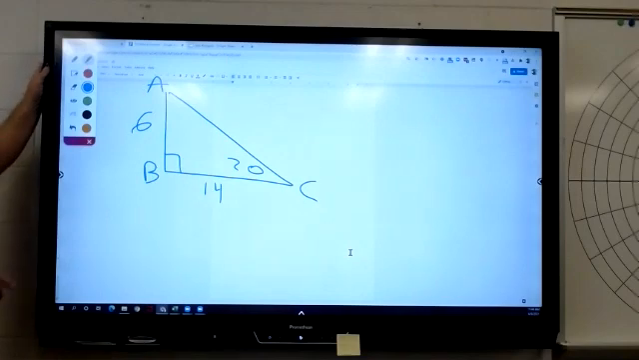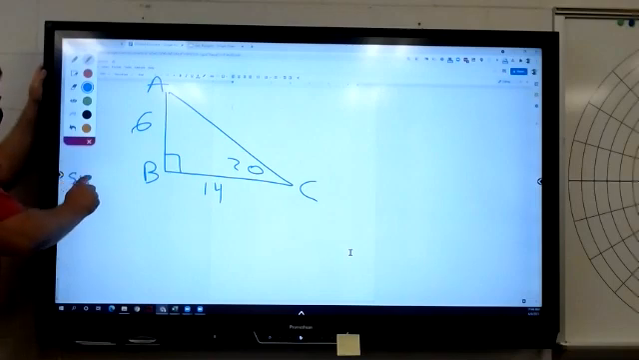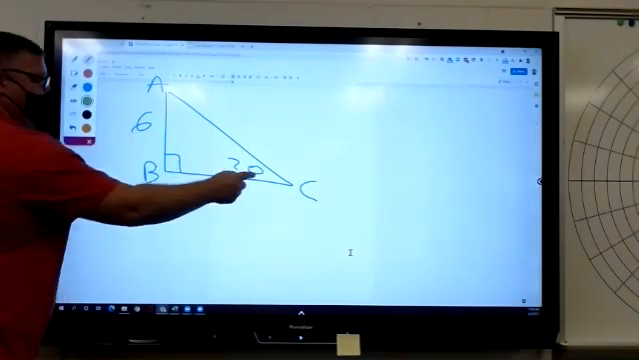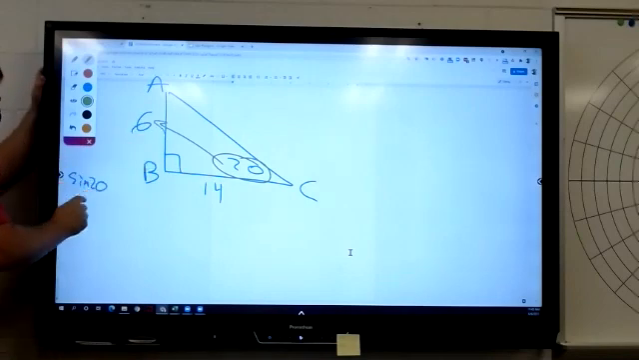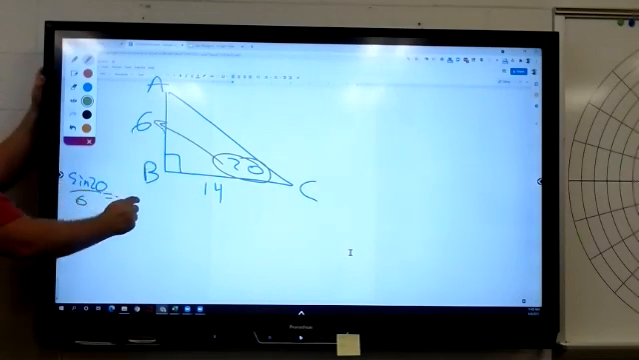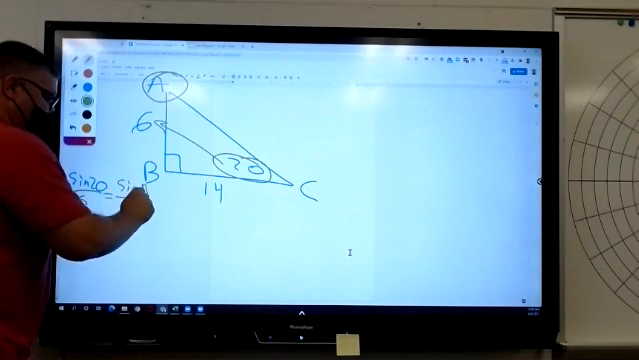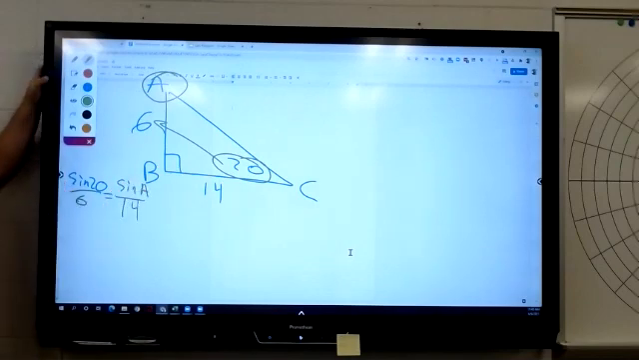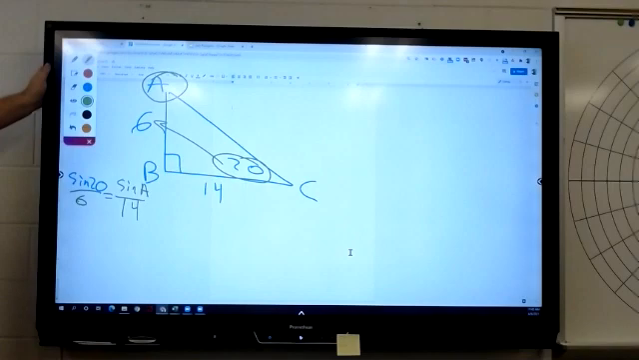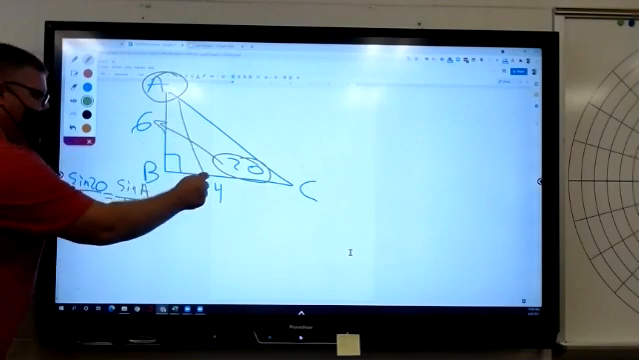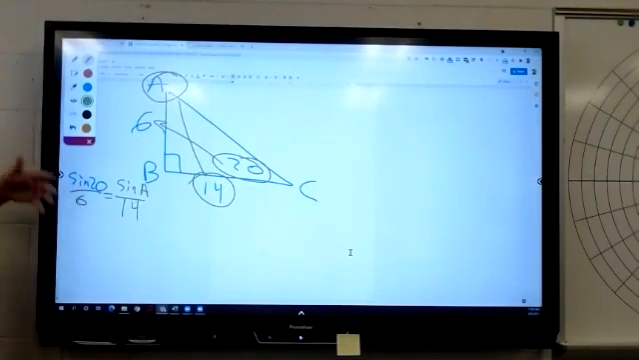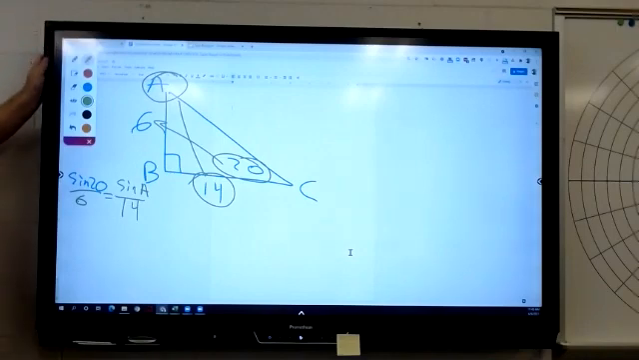She could. Could she say sine of 20? What does 20 go with? 6. Over, can I say sine of A over 14? Could we do that right there? Does that hurt anybody's feelings? Find the pair, find the opposite side. Go ahead and find all that. Tell me what A is.